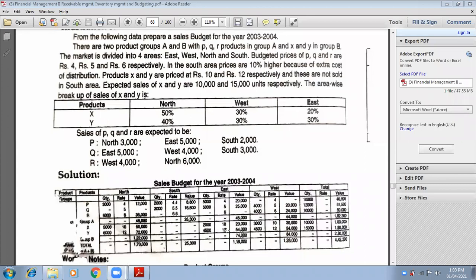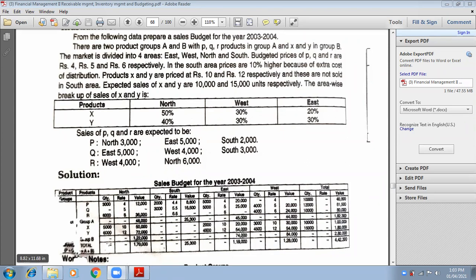15,000. Very good. And what is the total amount? 72,000 plus 54,000 plus 54,000. 1,80,000. Very good. And now give me the vertical total. Now group A and group X and Y belongs to group B, no? So below Y you need to write group B.